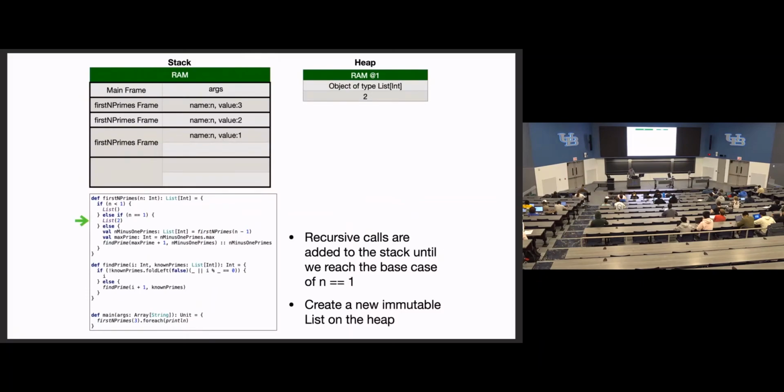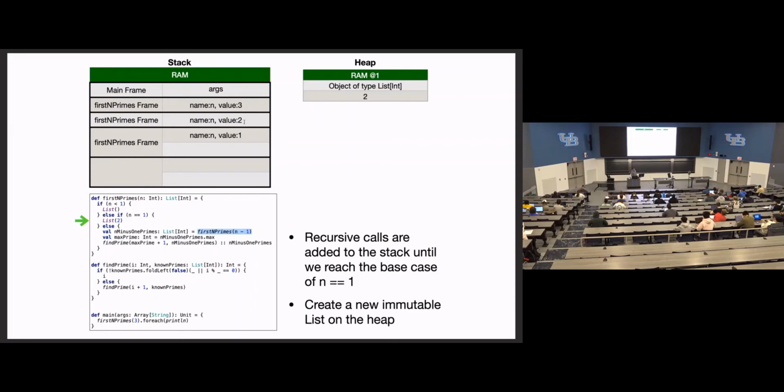All right, so we'll skip through the regular stuff. First n primes of 3, we get that call right here. Get that frame on the stack. 3, we're going to hit the else. The first thing that does is make a call, first n primes, a recursive call of n minus 1.